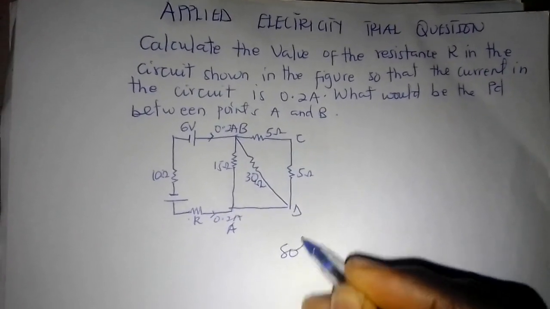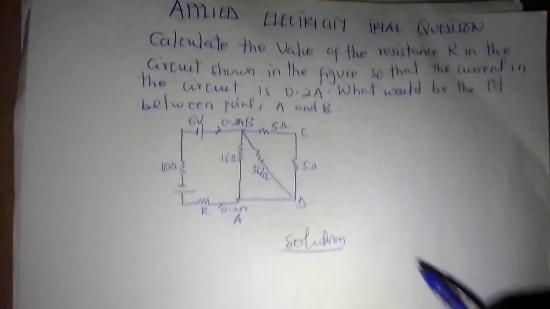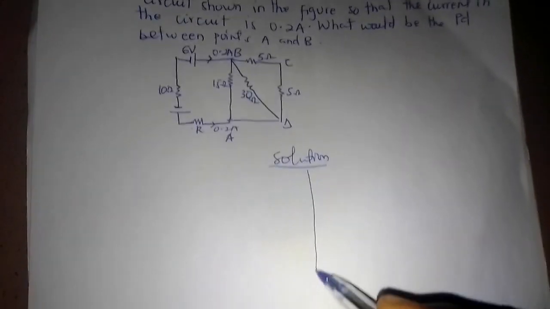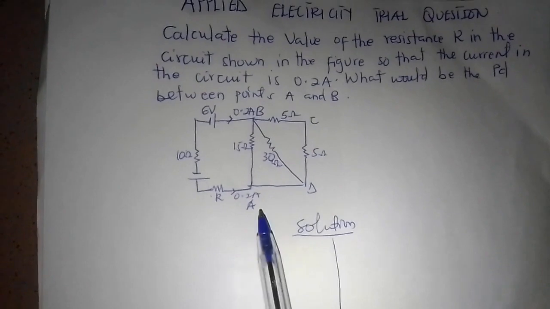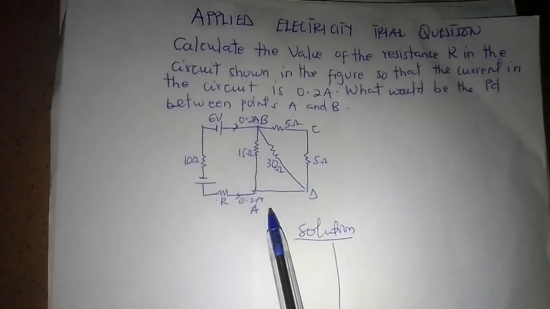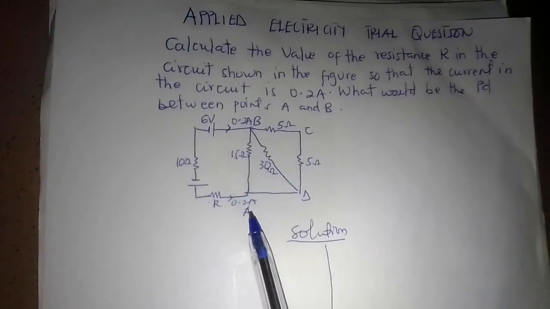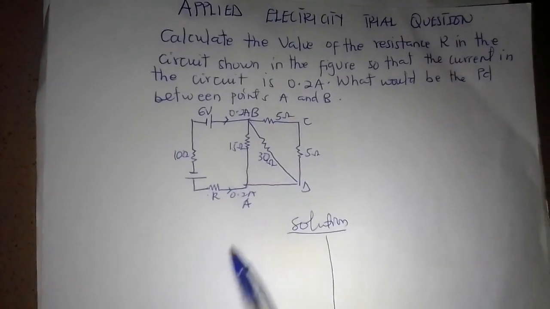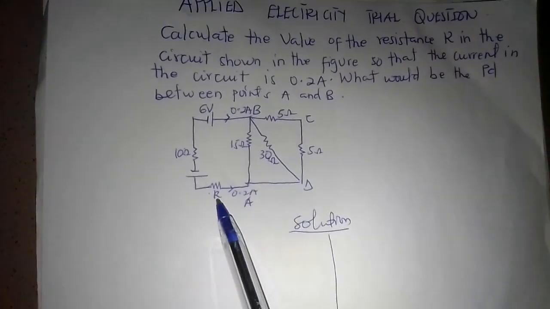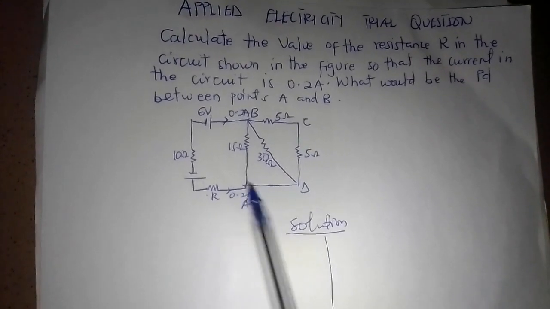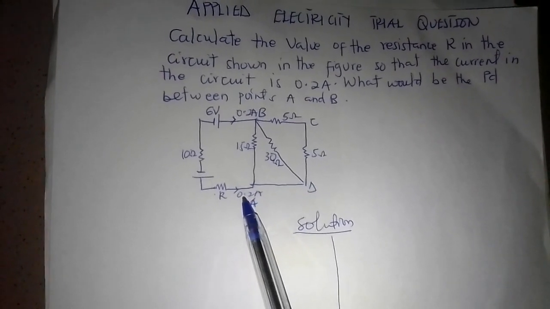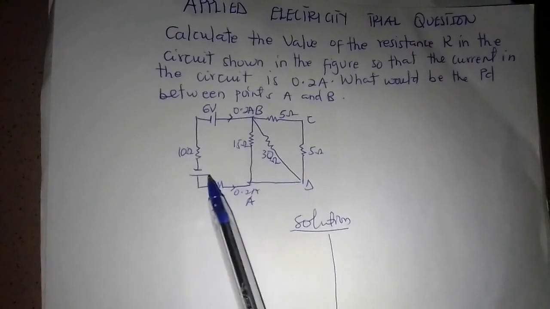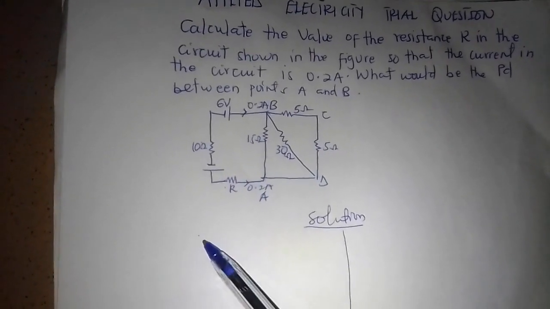So let me write my solution here. Because of redrawing, let me divide my sheets. Whenever you are given a circuit which is an electrical network, make sure you reduce the necessary resistance connections. So the question is asking us to find this R, provided the total current is 0.2 amperes. Meaning, to get this total current, we need the total R and we also need the total voltage. So let's see how to get the total R.